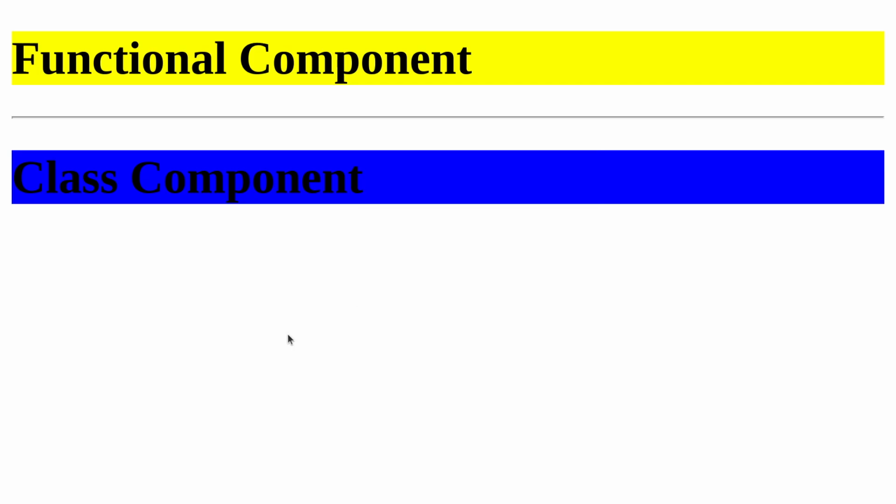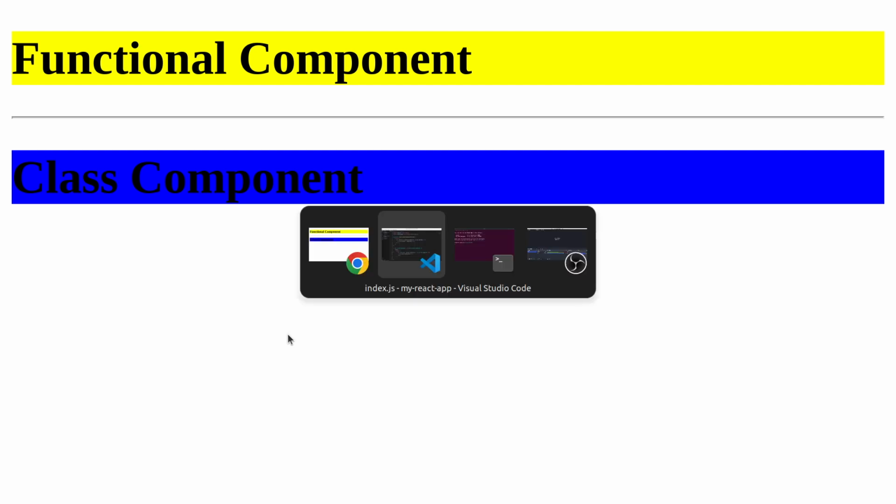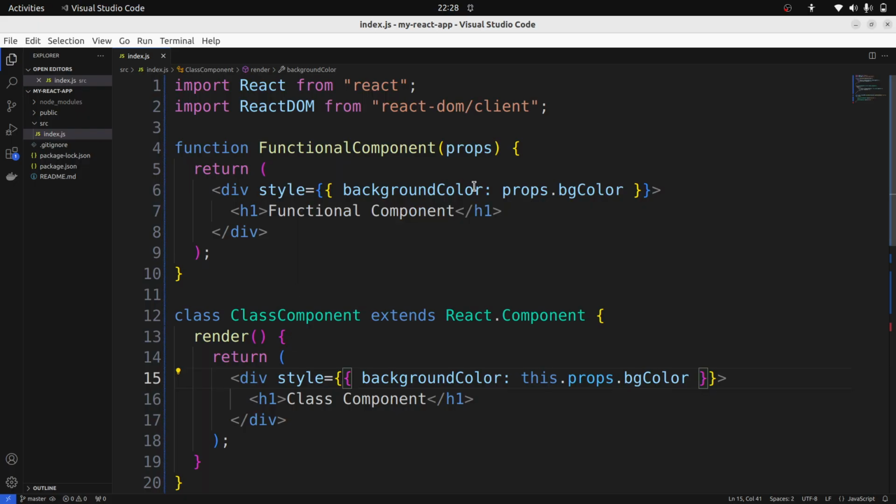Now you can see we got the value through props. This is how you have to accept the parameter from the component. One is you need to specify the argument in the function, another is to use this.props.